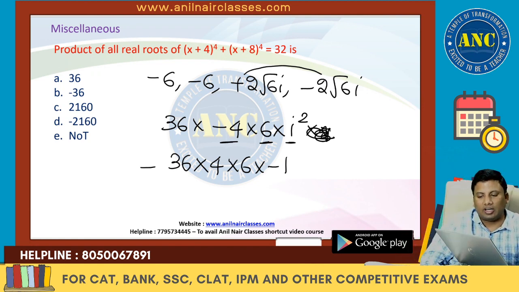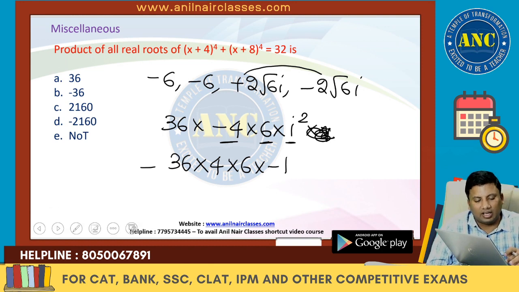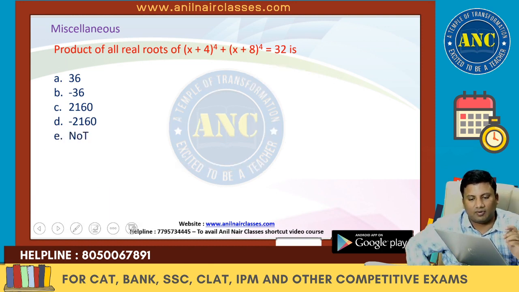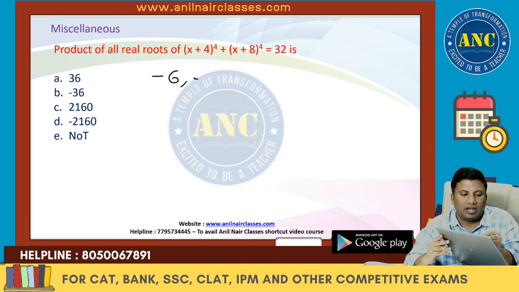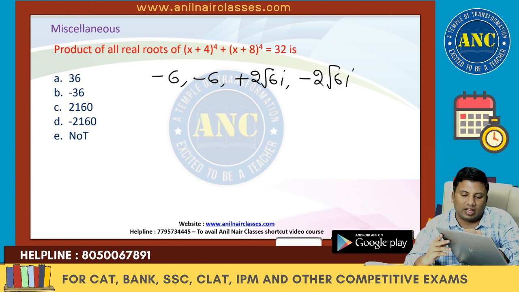Whatever the value that you got, that itself is the answer. So how much is the answer? Product of all real roots only he is asking. Why am I doing all this? Minus 6, minus 6, 2 root 6i and minus 2 root 6i. Product of real roots is 36. Next one.